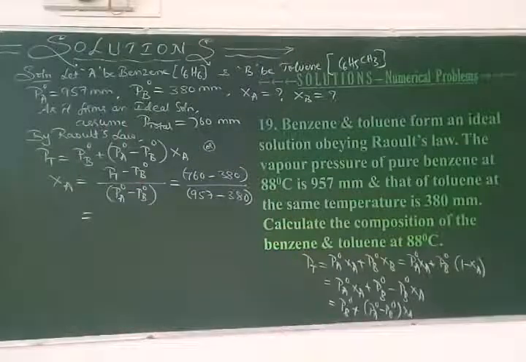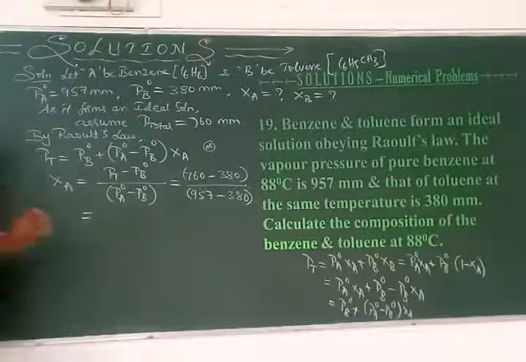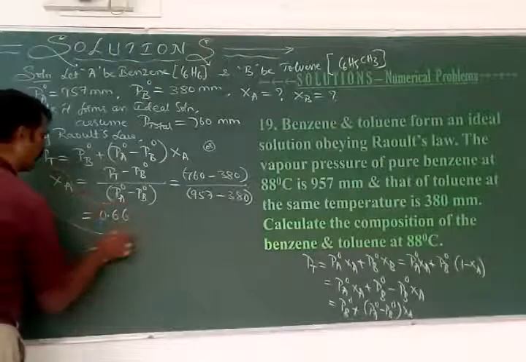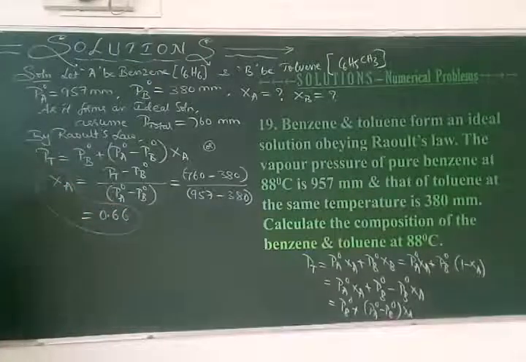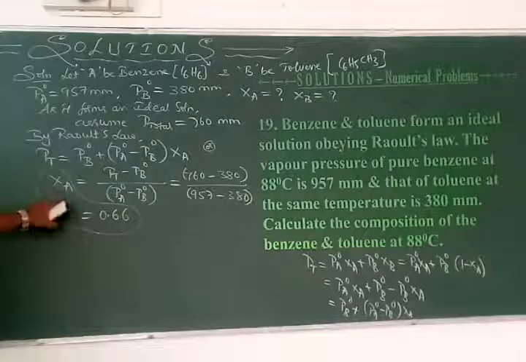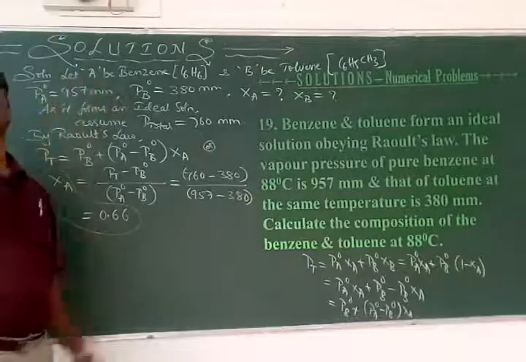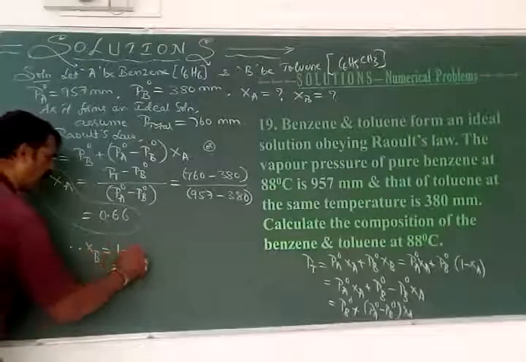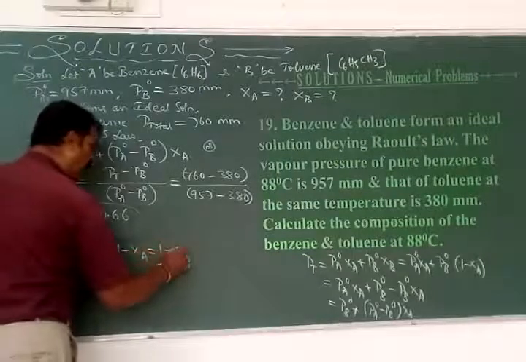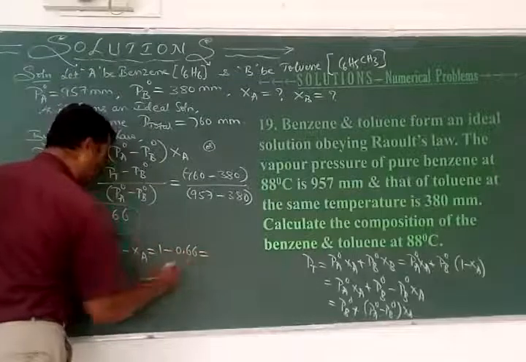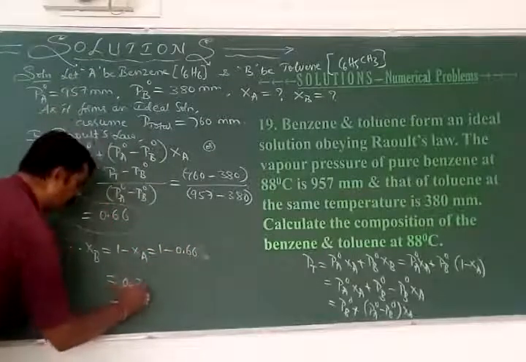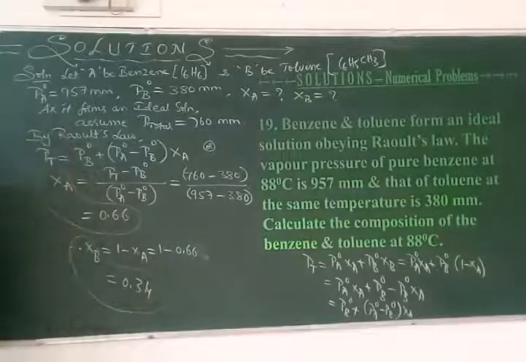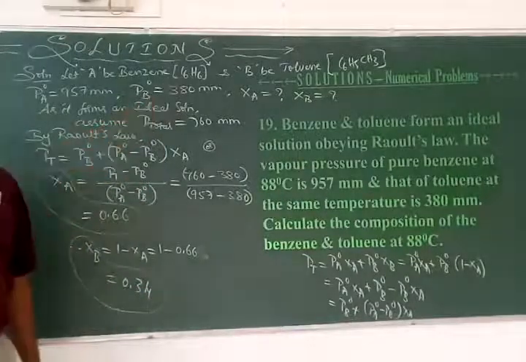The value of XA is calculated as 0.66. It is the mole fraction of A. What is A here? It is the benzene. Therefore XB is equal to 1 minus XA, that is 1 minus 0.66, which is 0.34. It is the mole fraction of B. B here is not benzene, it is toluene.